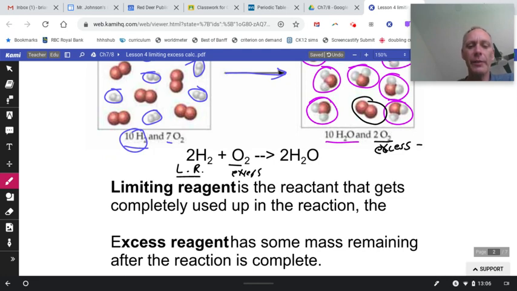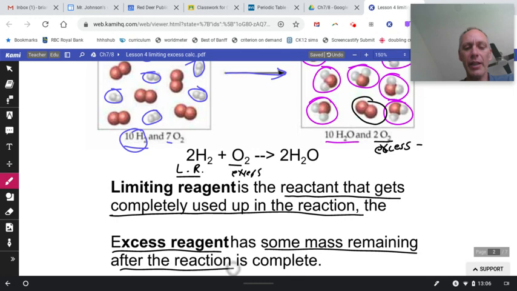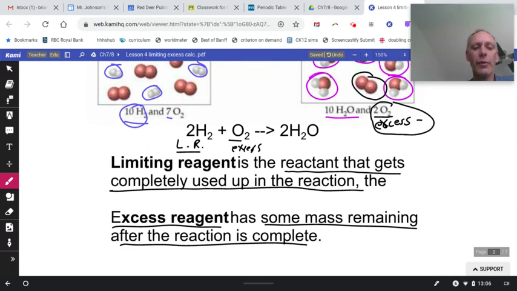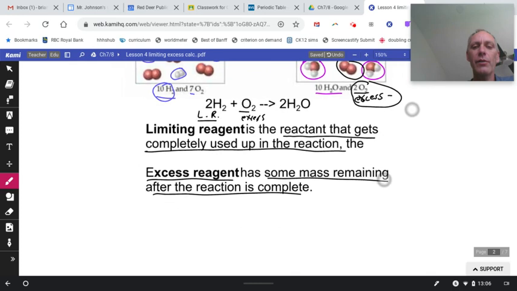The definition of a limiting reagent is the reactant that gets completely used up in the reaction, while the excess reagent has some mass remaining after the reaction is complete. So we have some oxygen remaining after this reaction is complete. If you wanted to prove this one with math, here's how you would do it.